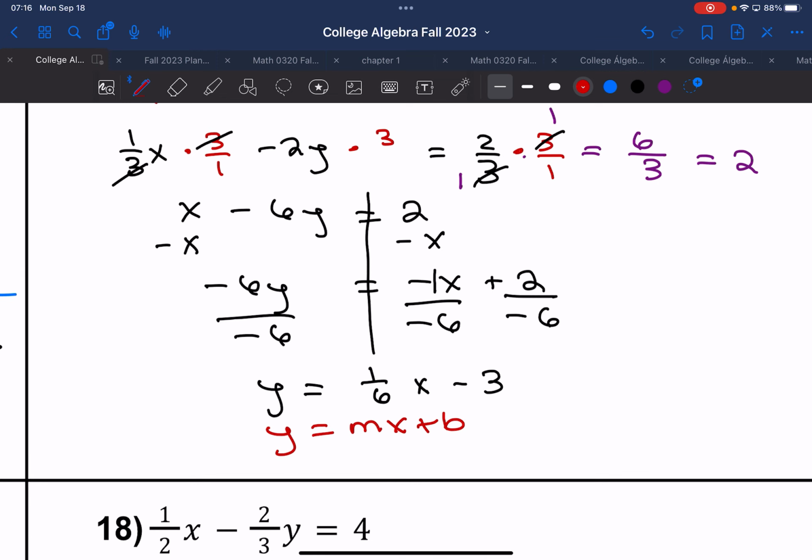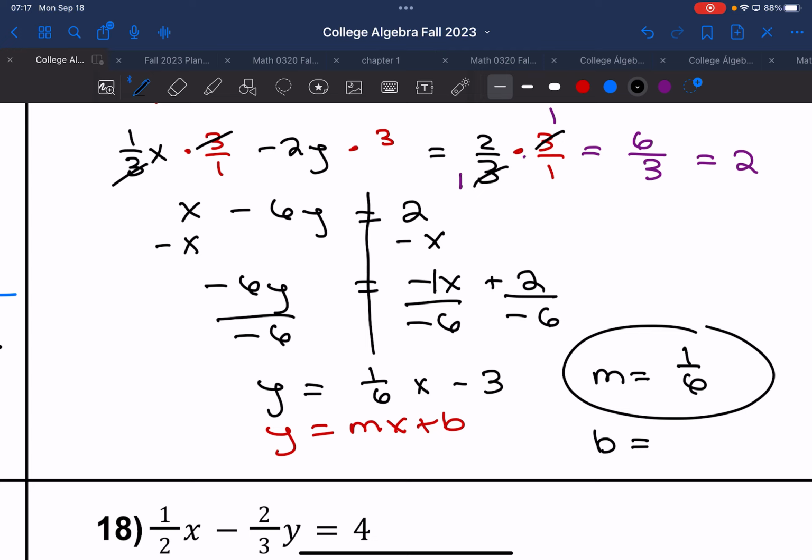Now that we have this in the correct form, what is the slope? 1/6. And what is the y-intercept as a point? 0, I made a mistake. 2 over negative 6, negative 1/3. Just making sure you guys are awake. Yeah, so it would be 0, comma, negative 1/3.